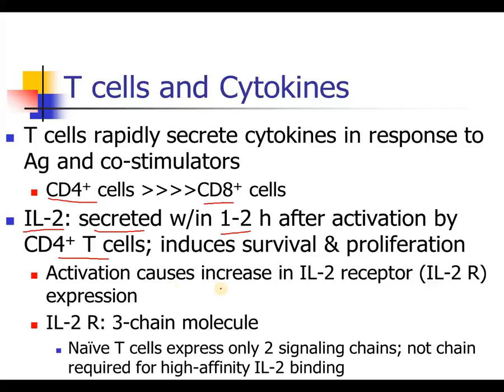The interesting thing about IL-2, in addition to being involved in this proliferation and survival, is that activation of the T cell causes an increase in its receptor expression. What do I mean by that? There's actually a little more to it than that. The IL-2 receptor is a 3-chain molecule, and naive but mature T cells, so they haven't been activated, express only 2 signaling chains of this 3-chain receptor. This is a low affinity state. The chains are the beta and gamma chains. The naive cells do not express the final chain, which is the alpha chain, and it's the final chain that is required for high affinity binding of IL-2.